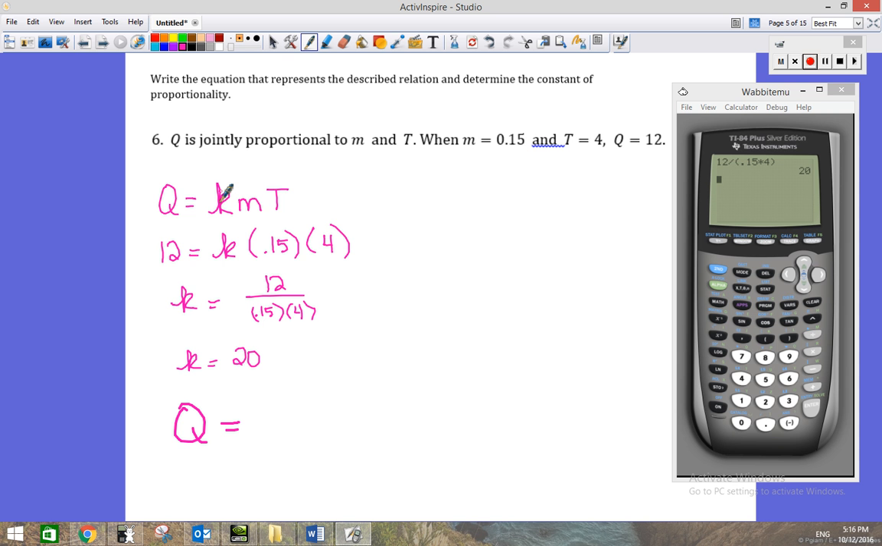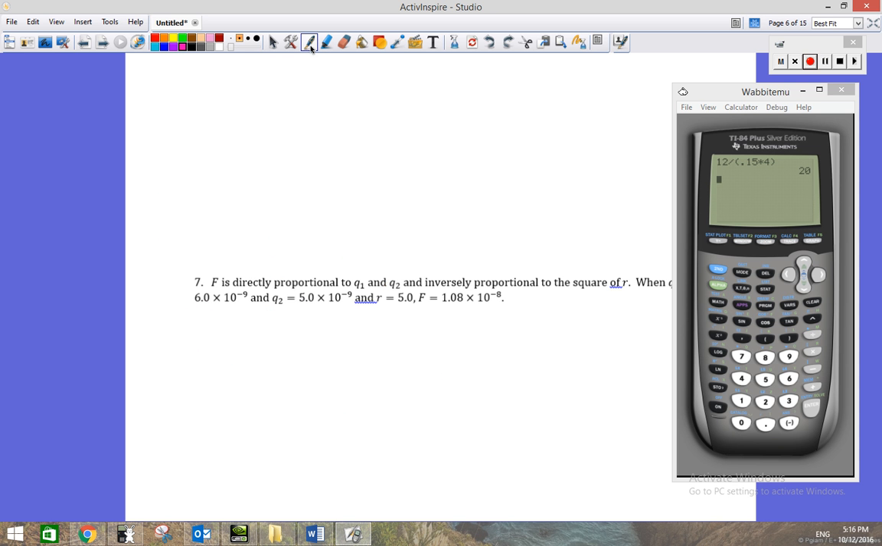So my equation, this k, is going to remain constant. So I have 20 times m times t, and there's my equation, and that's my answer. All right, so let's look at this.